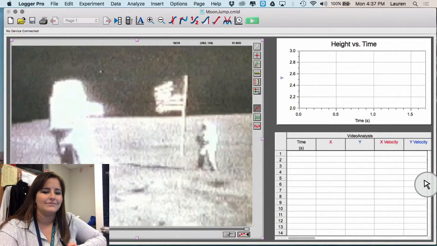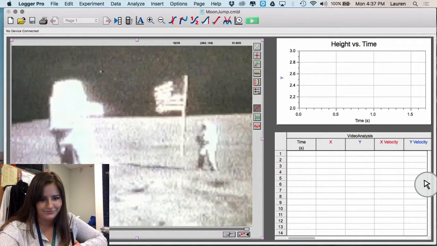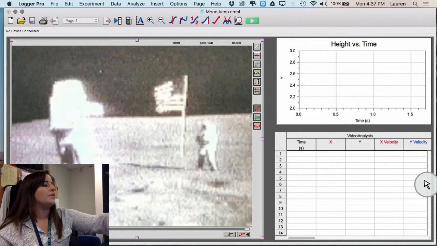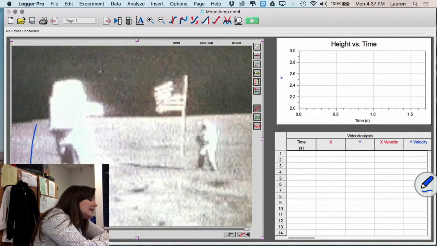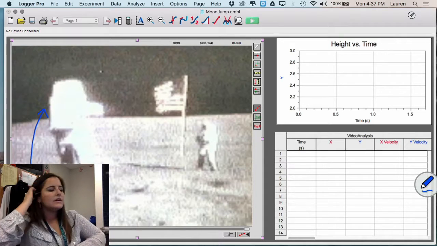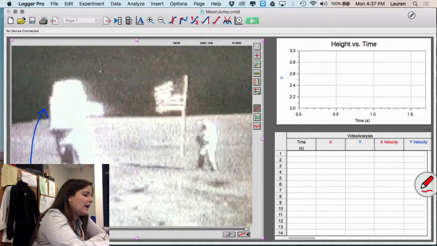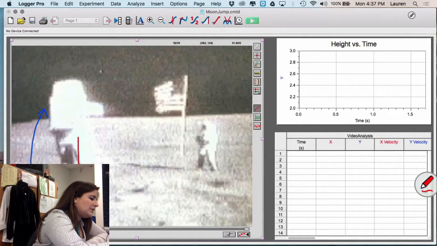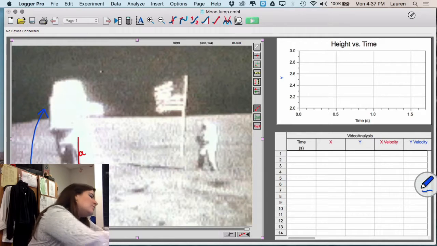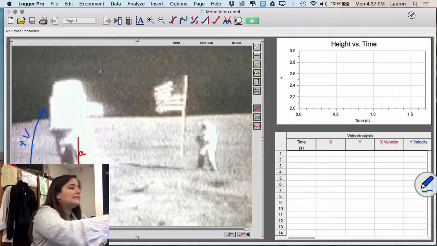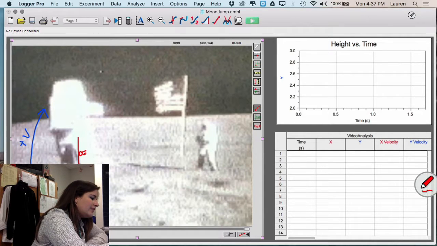So there's the astronaut. He jumps up, he comes down. Okay, so let's talk about his motion on the way up. As the astronaut is going up, what is happening? Well, he's going up and the gravity on the moon is pulling him down. So while his velocity is positive and he's going up, his acceleration is going down, and therefore it is negative. He will have a negative acceleration.